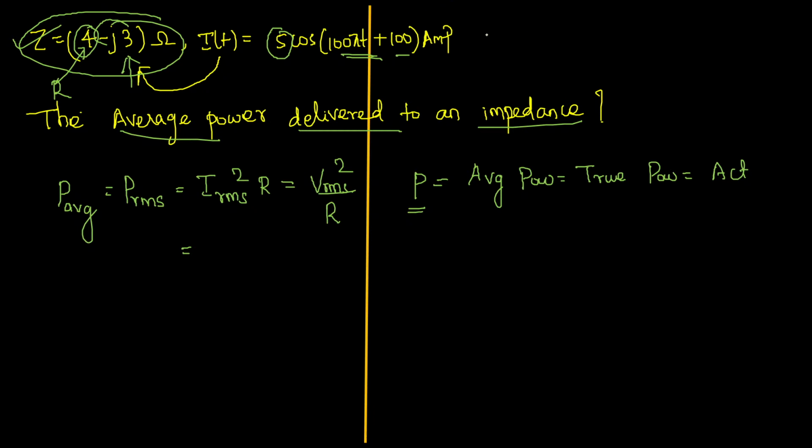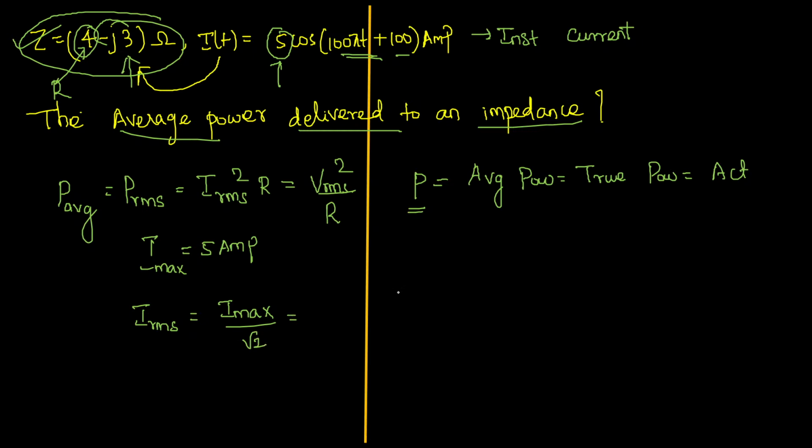What we need is the RMS current. How to calculate the RMS current from the instantaneous current? From the instantaneous current, the available information is the maximum current, which will always be available. In the data, it is clearly given that the maximum current is equal to 5 ampere. From this, how to calculate the RMS current? The RMS current equals the maximum current divided by square root of 2, which is 5 upon root 2.